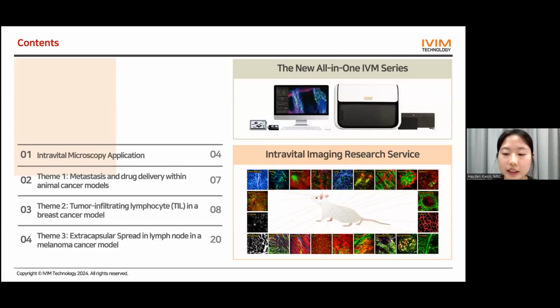Okay, the presentation will proceed as follows. First, I will provide a brief overview of in vivo imaging techniques. Following that, I will present case studies utilizing actual imaging data, including immune cell infiltration and extracapsular spread obtained from animal models using various cancer cells. Let me provide a brief introduction to our company, IVIM Technology.